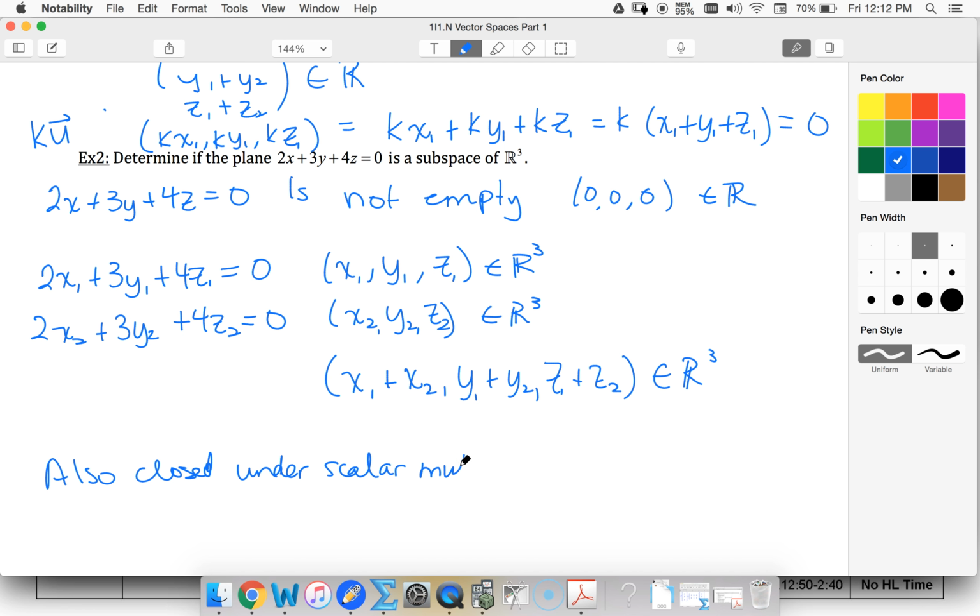So, therefore, our plane is a subspace of R3. Notice this doesn't mean that we're going to cover all of R3, just a portion of R3.